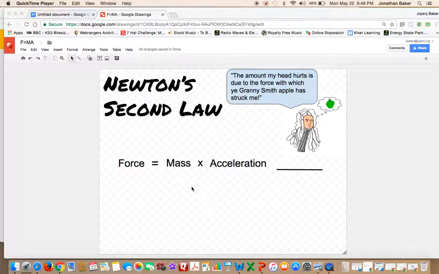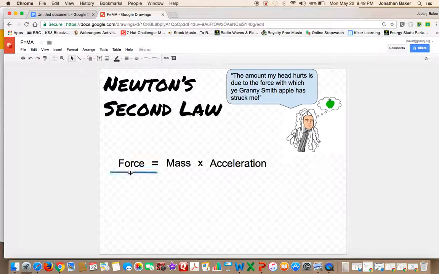So let's say, for example, that we looked at this and we said, you know what? We know that we have 50 newtons of force, and we know that we have a mass of 20 kilograms. What's the acceleration going to be? So to do that, what you would say is, all right, let's go ahead and change the order of the equation a little bit. So we're going to say, here's force, and we're going to divide it by the mass.